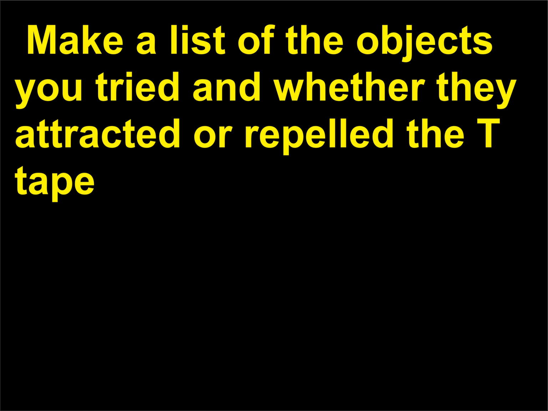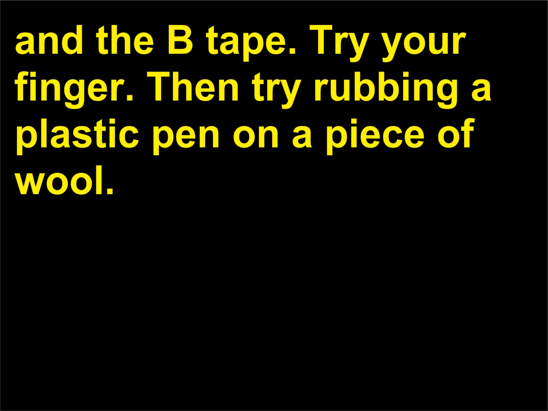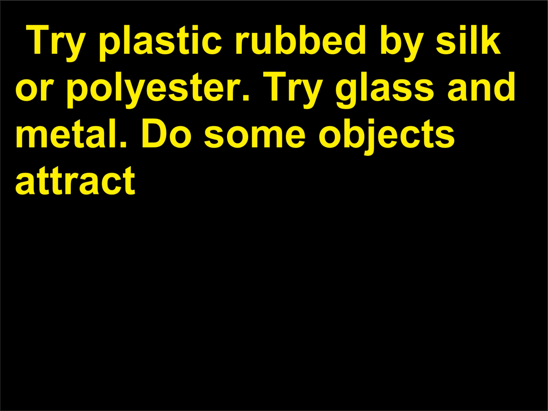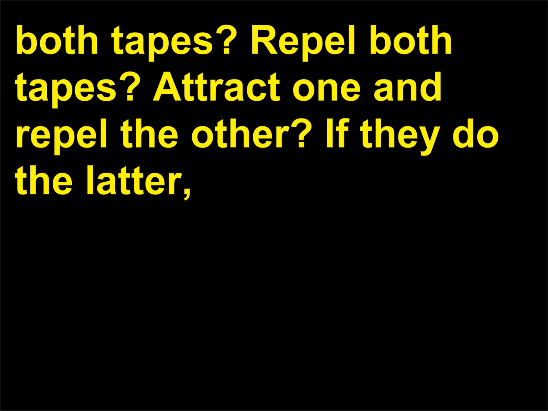Make a list of the objects you tried and whether they attracted or repelled the T tape and the B tape. Try your finger. Then try rubbing a plastic pen on a piece of wool. Try plastic rubbed by silk or polyester. Try glass and metal. Do some objects attract both tapes? Repel both tapes? Attract one and repel the other?